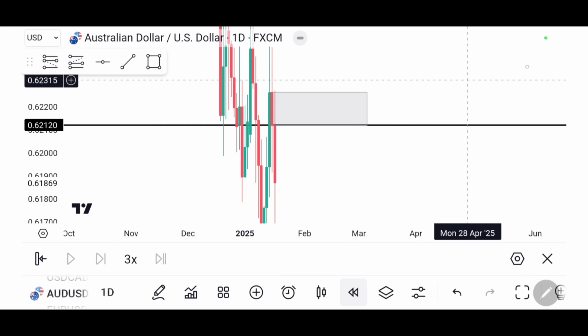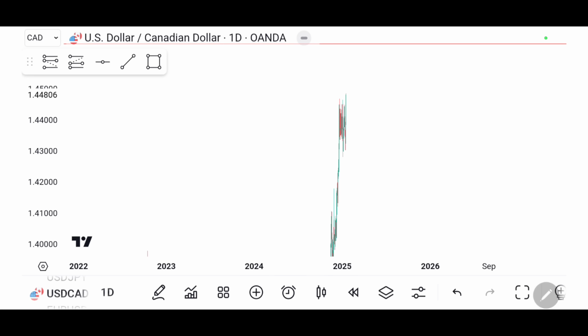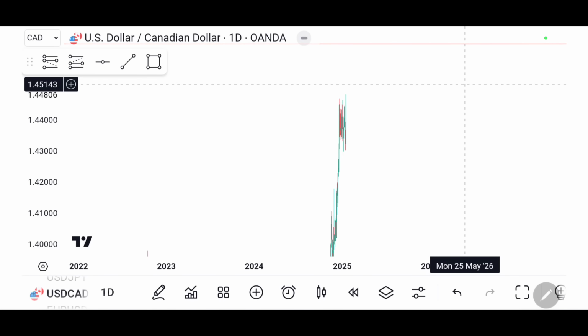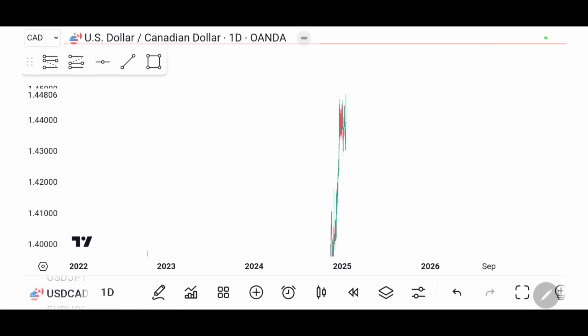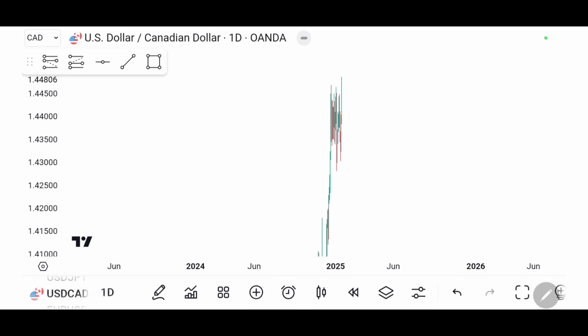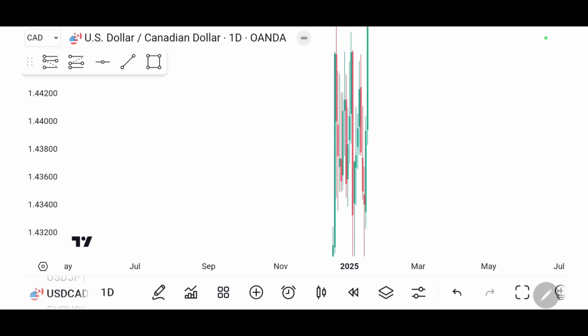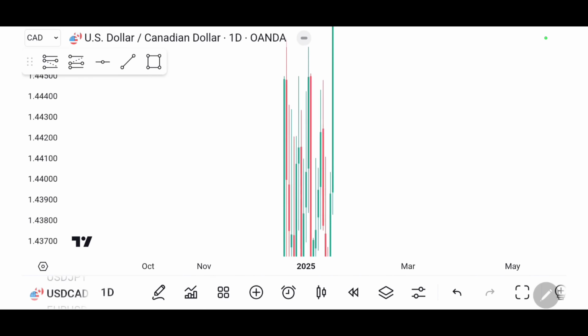Now we're going to look at the bullish scenario of this strategy. Let us look at this example from the chart. This is USD CAD, the daily time frame of USD CAD. Let us see this candle, the last candle that was printed.